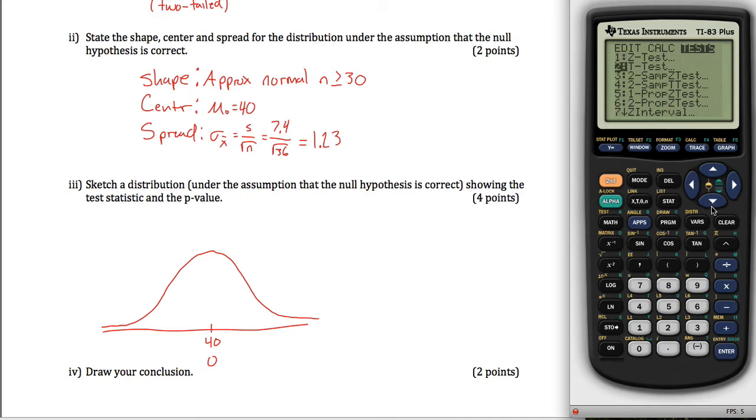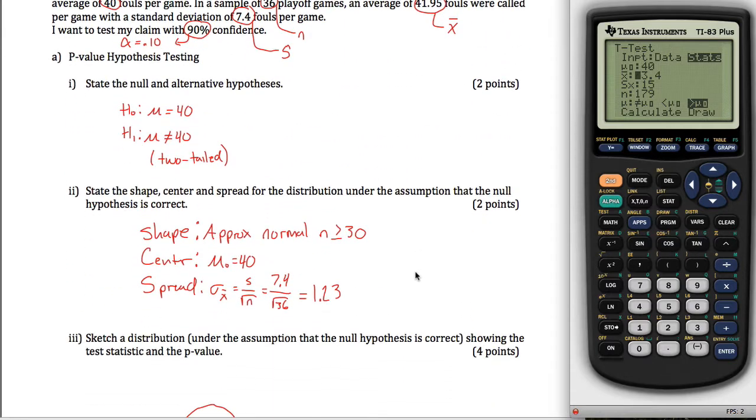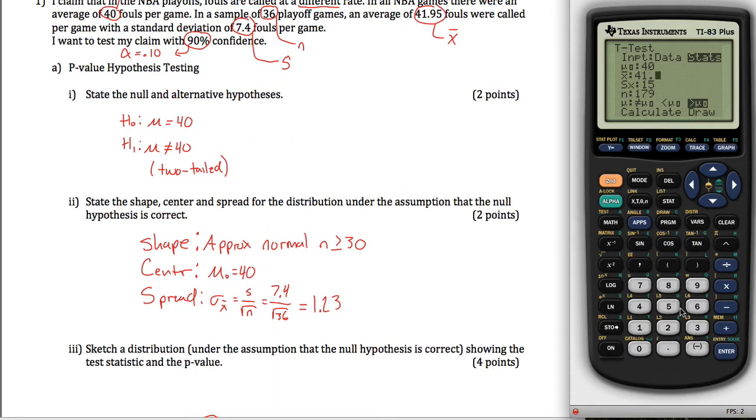So I go over to tests, and I choose t-test. It's important we use a t-test because we don't know sigma, the population standard deviation. We have to estimate it. We have statistics about the data. Mu naught was given to us in the problem as 40. X bar was something close to that, 41.95. S, note not sigma, but S is 7.4. We're not giving it the spread here, we're giving it 7.4. The calculator will figure out the spread, which it will use. And n is 36. Our alternative hypothesis is that mu does not equal mu naught, so we want to select this first one. And then you can either do calculate or draw.